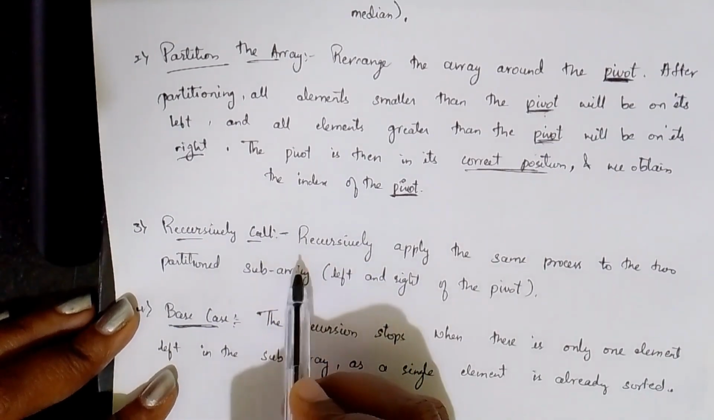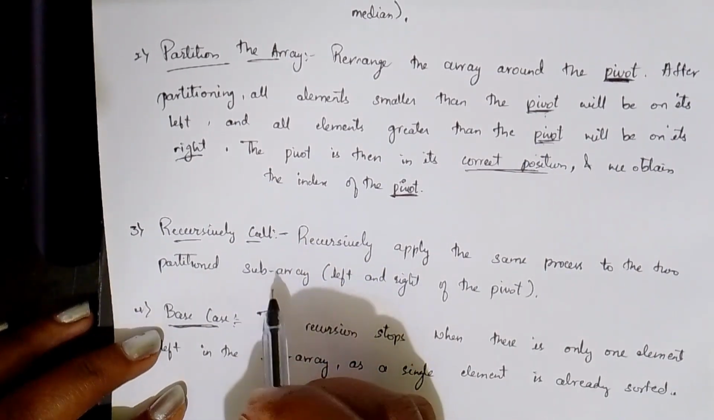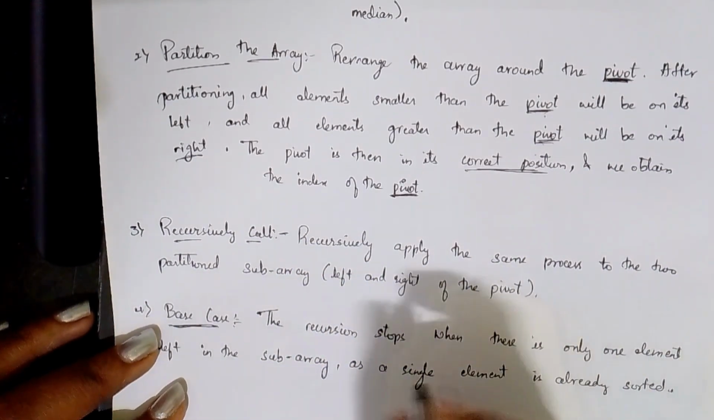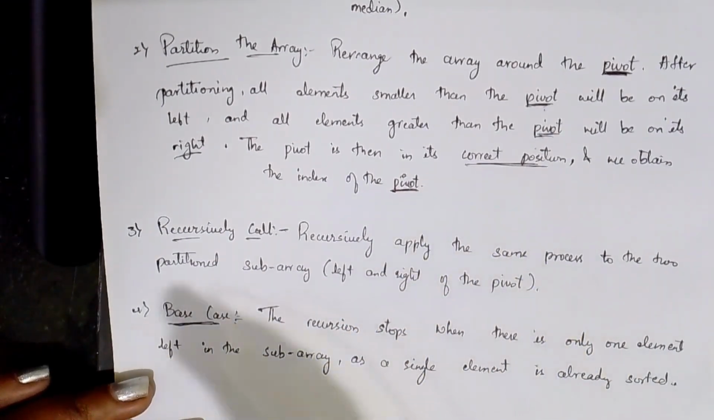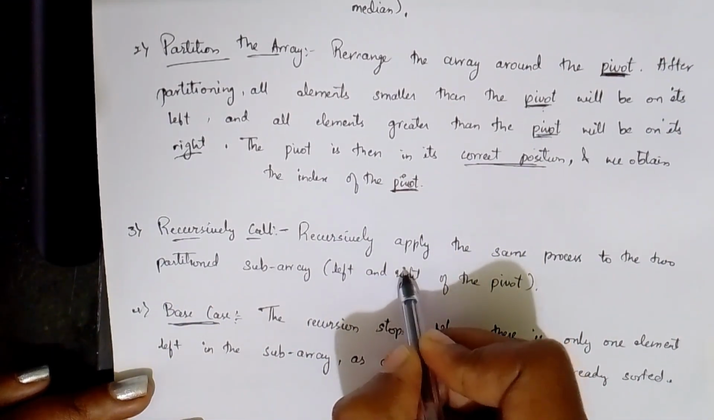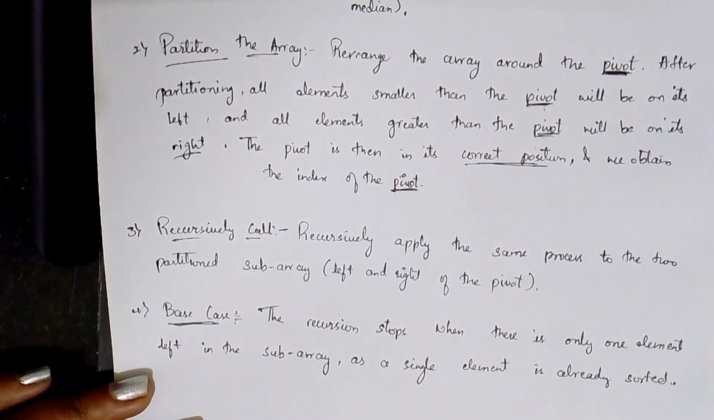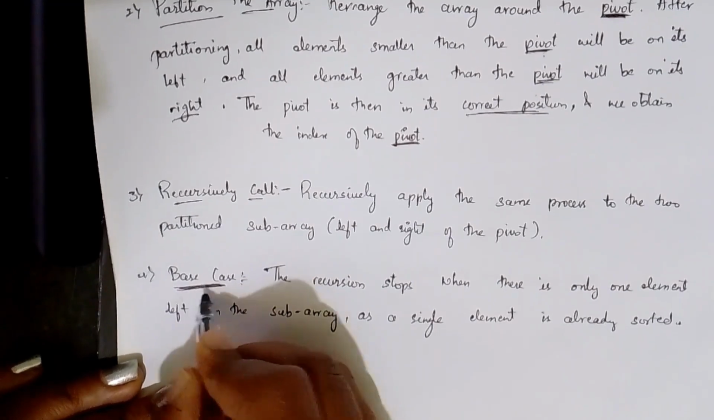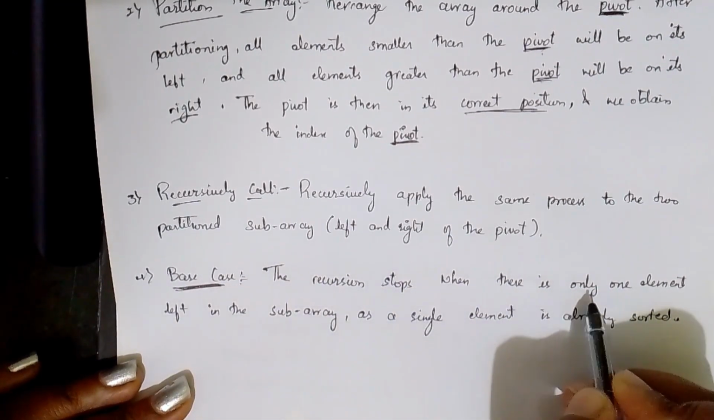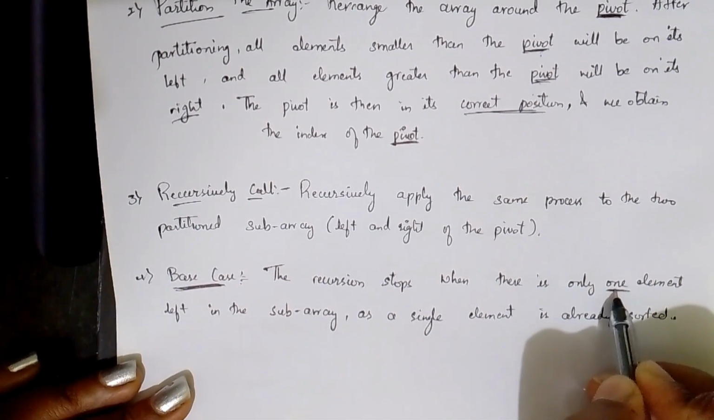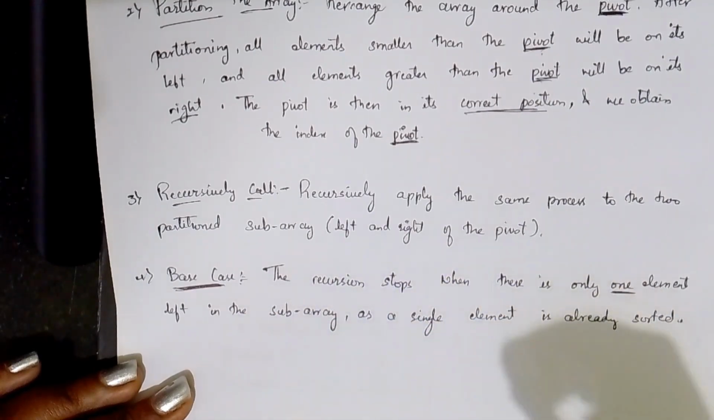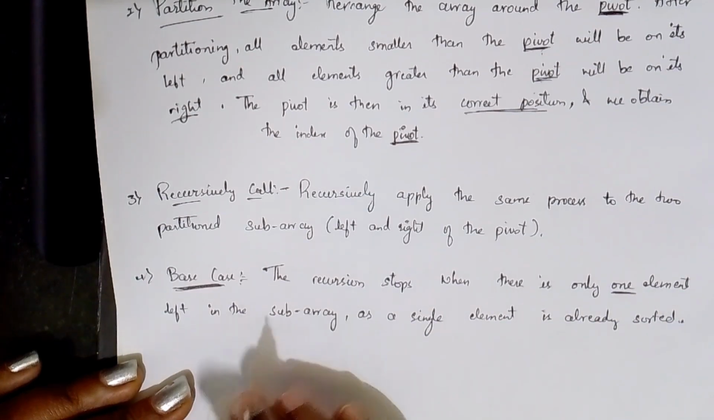We have to call it recursively until we get a sorted base case. We do partitioning on both the left and right subarrays. After partitioning the given array into two subarrays, we have to do it recursively on the other subarrays also, until we get a base case. Here that's what I have written: base case. The recursion stops when there is only one element. As I said before, we get the base case after doing partitioning recursively, and then we stop the recursion.